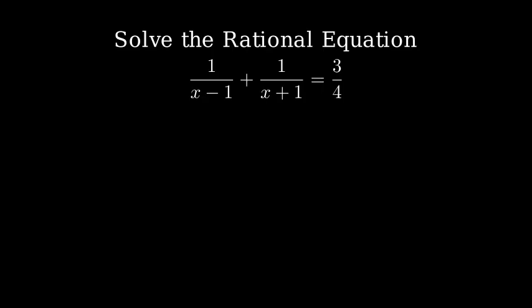In this lesson, we will solve the rational equation 1 over x minus 1 plus 1 over x plus 1 equals 3/4. We'll carefully note domain restrictions, solve algebraically, and verify the result graphically.